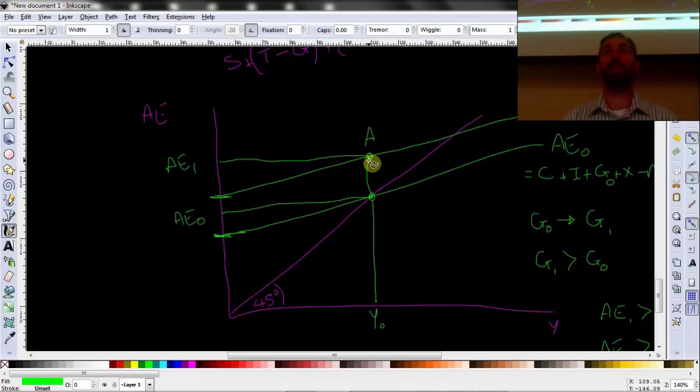Okay, inventories decrease, and it's an unplanned decrease. Yeah? Sorry, I wasn't sure who said that. So. Okay, you happy that was an unplanned decrease in inventories? So how do firms respond to an unplanned decrease in inventories? What do they do? Produce more?